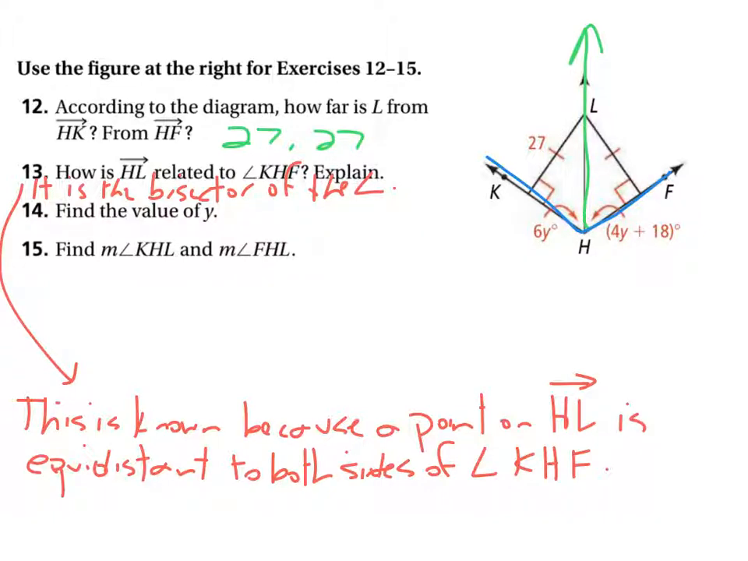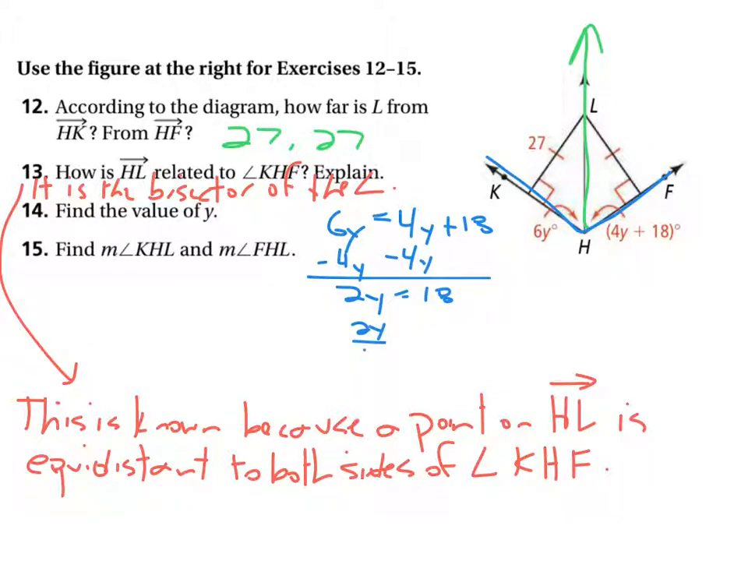For number 14, find the value of y. Well, because we now know that that is the bisector, then we know that the angles are the same on both sides of the bisector. So we can then actually just do a little bit of math. Let's use a different color here. I'll use blue. And we can say 6y is equal to 4y plus 18. And when we subtract 4y away, we get 2y is equal to 18. Dividing both sides by 2, we get y is equal to 9.